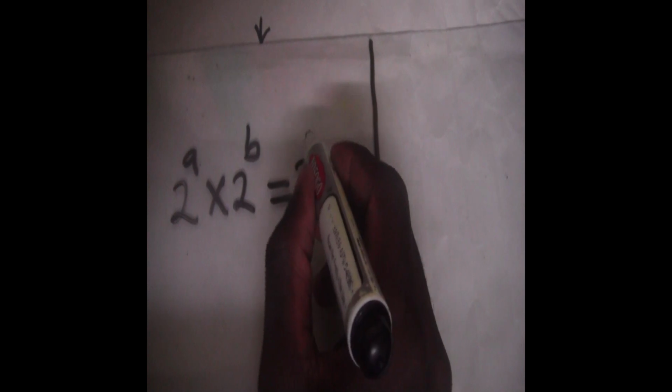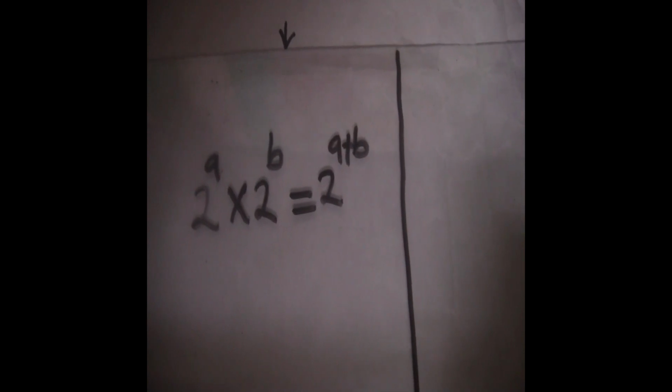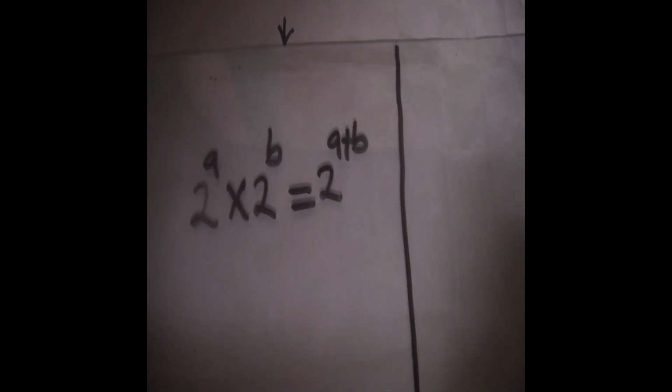The first rule of indices is multiplication of indices. When you're given a number like 2 raised to power a times 2 raised to power b, your answer is supposed to be 2 raised to power a plus b. So when you're given a number, the base remains the same, and then you add the indices.